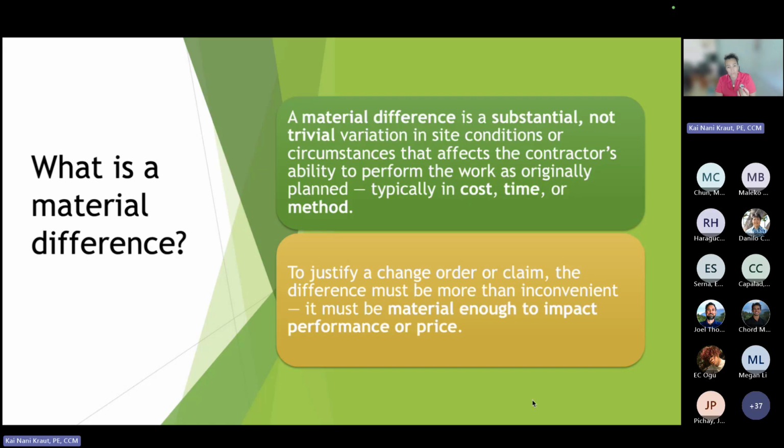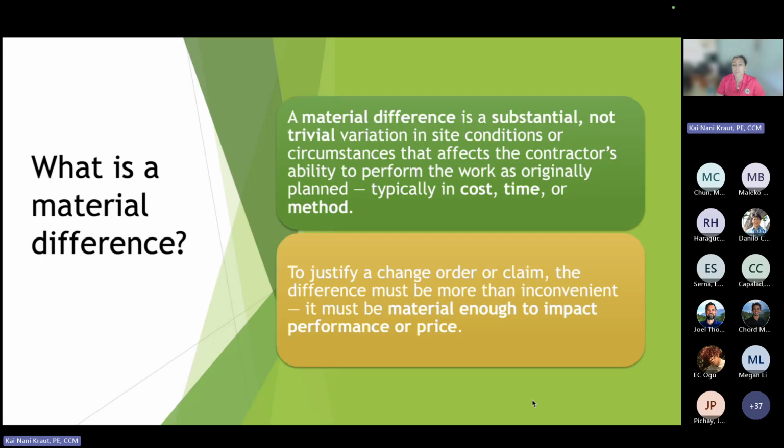So we've got prejudice, we've got harm. What does harm look like? And now, what is that word, material difference? So material difference is a substantial, not trivial, variance in site conditions or circumstances that affect the contractor's ability to perform the work as originally planned, typically cost, time, and method. To justify a change order claim, the difference must be more than inconvenient.